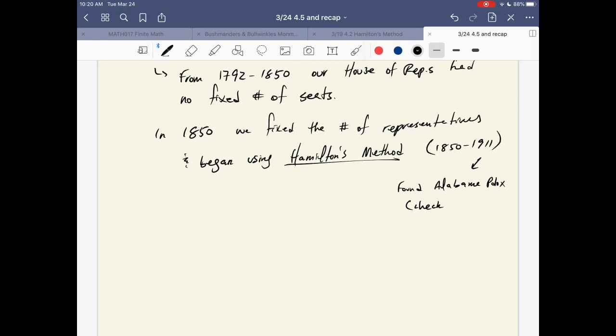Check video 4.2 and the scan of pages from Bushmanders and Bullwinkers.